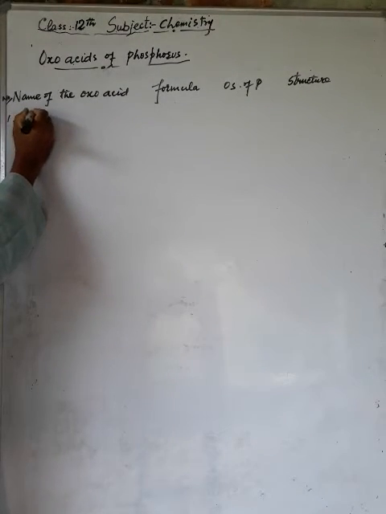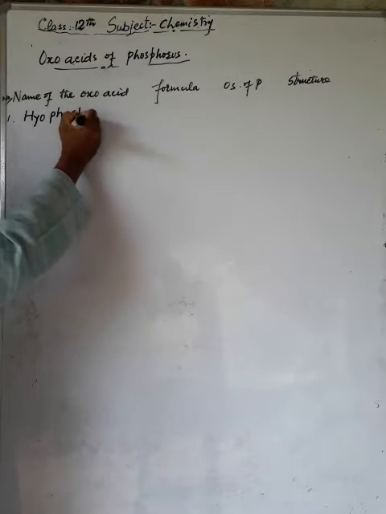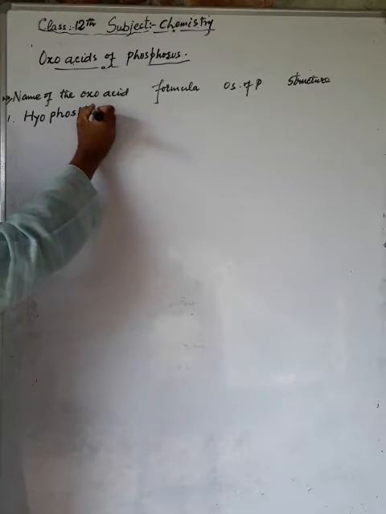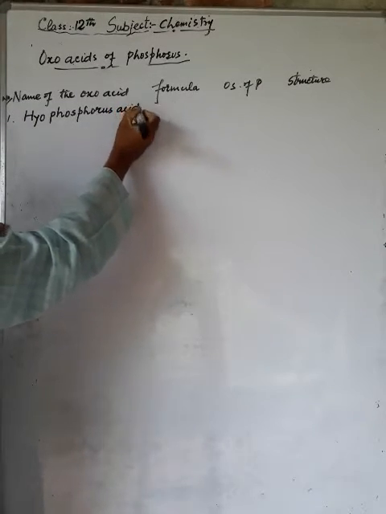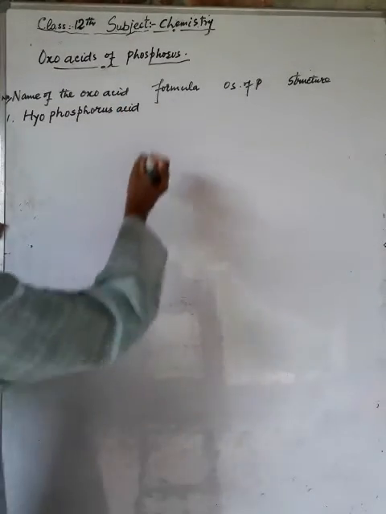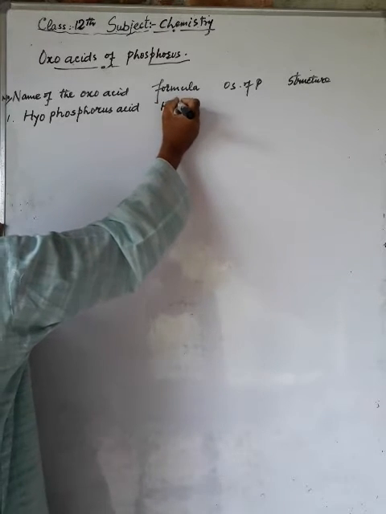So number first that we are going to write is phosphorus acid. Its formula is H3PO2.